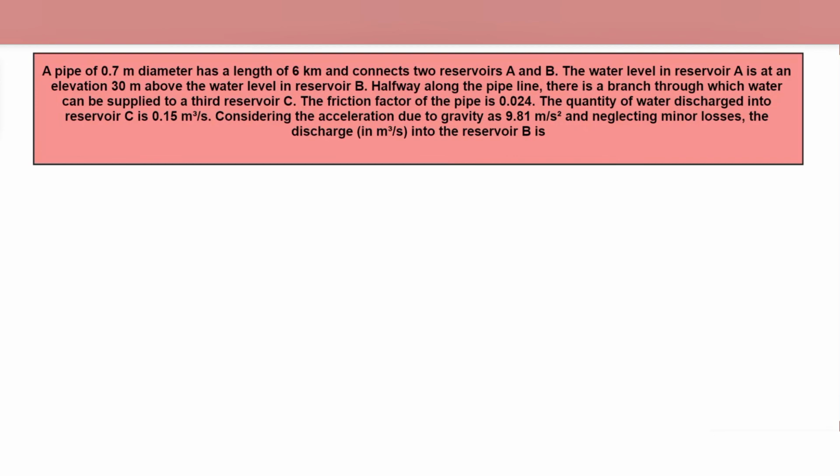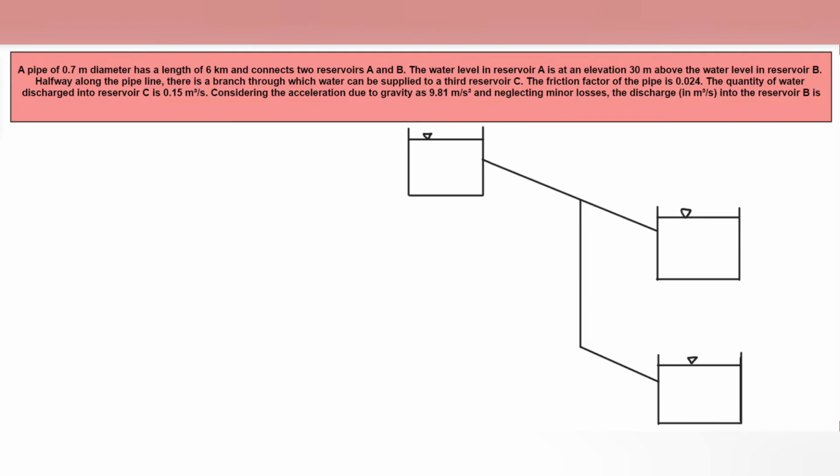will be dash. Here we are having three reservoirs A, B and C. Let me just show you by the diagram. Connected like this. This is my reservoir A, this is reservoir B, and halfway along the pipeline is reservoir C. Now the difference between the water level of A and B is 30 meter. And another thing given in the question is the quantity of water which is discharged into reservoir C is 0.15 meter cube per second.